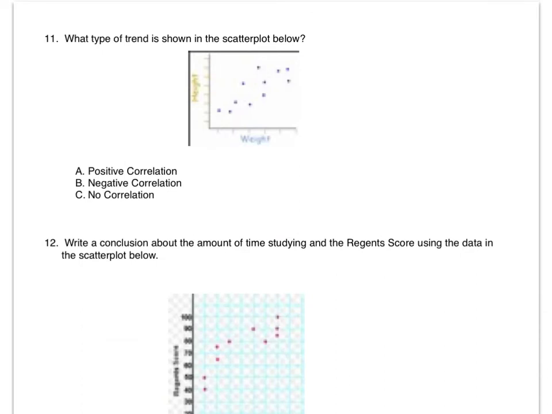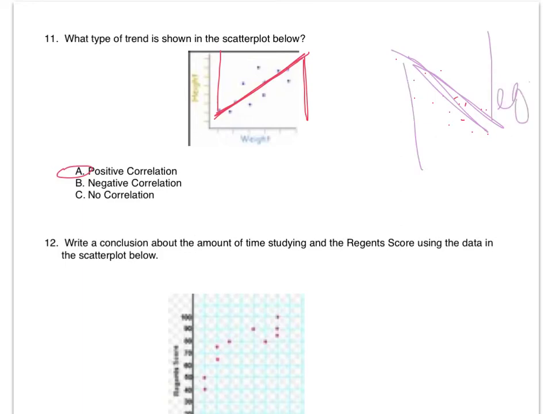Number 11, again, kind of hard to see on here, but on your paper it's not bad. What type of trend is shown in the scatter plot below? So remember, you can have some outliers that don't really go, but if overall the data kind of is going upwards, then it is a positive trend. The way I like to look at it is, if you draw a line here, can we make an N out of that? No, that's an upside down N, so we know that that's not negative. If your dots were going this direction, you could kind of draw a line here and make an N, so that would make sure that it's negative.